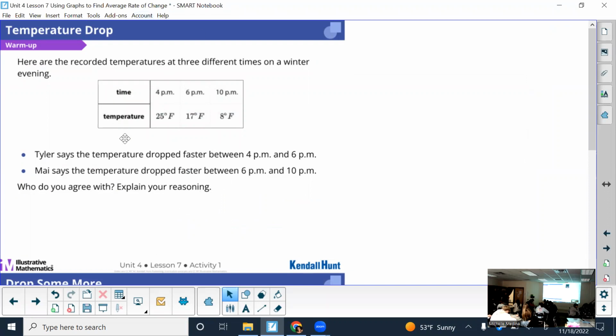We already read it, so basically we're determining who is correct based on the average rate of change. The reporter today will be whoever in your group is the shortest. I don't want you to take a million years to figure it out. Take 10 seconds to figure it out. It looks like Aubrey's. Okay, all right, moving on, bring it back.